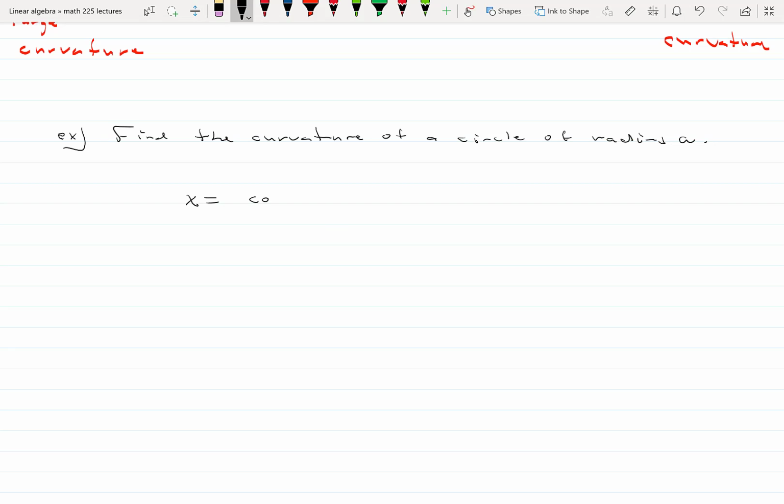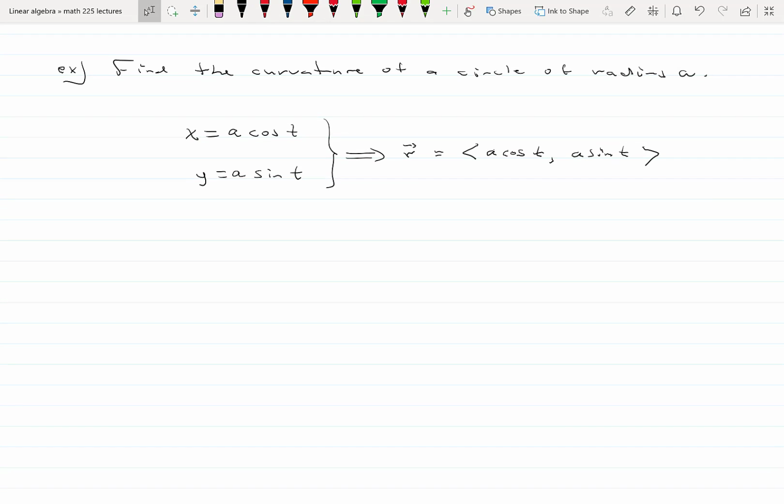Easy. The simplest way to parameterize the unit circle is x equals cosine of t, y equals sine t. So how do I stretch the unit circle into having a radius a? Multiply each of the component functions by a. So that gives us a position function for the circle, the vector function whose components are a cosine of t and a sine of t. So there you're looking at a vector function for the circle of radius a.